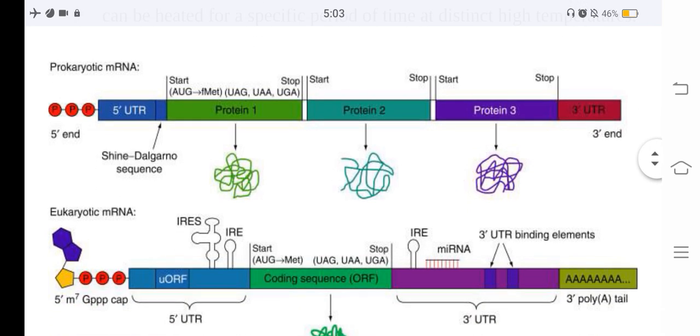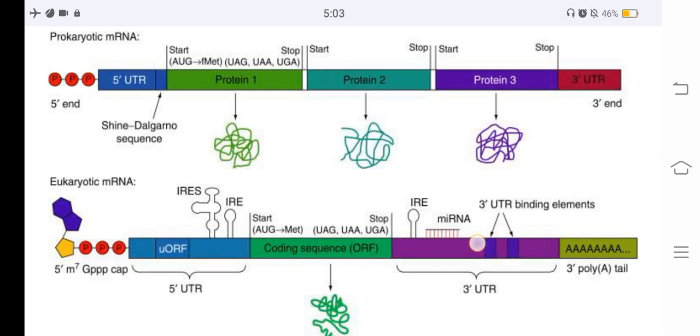So here we could see a picture of prokaryotic mRNA. The 5' end is there, 5' UTR regions and translated region, Shine-Dalgarno sequence along with start and stop codons, protein 1. Just remember this term, Shine-Dalgarno sequence, don't forget that. Okay, protein 1, protein 2, start and stop regions of protein 3 along with 3' UTR and translated region.